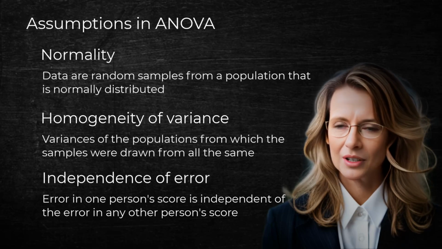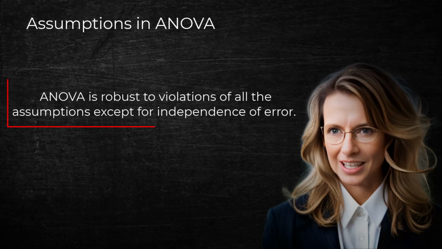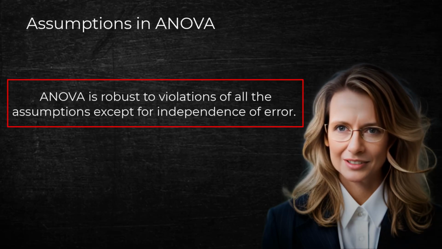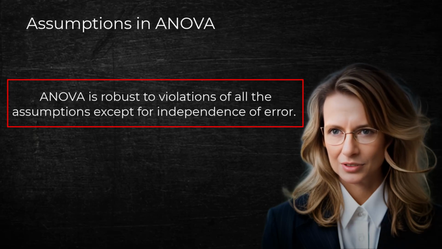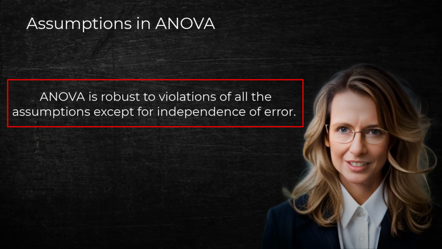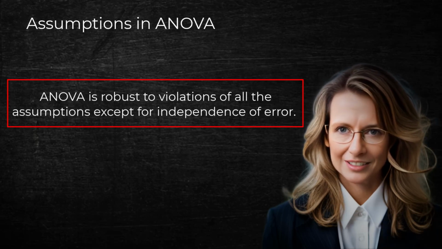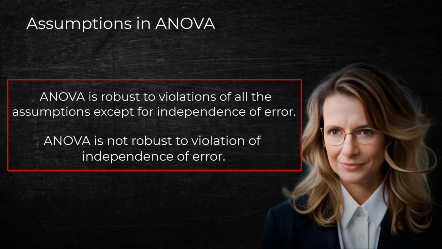There are statistical methods available to check the viability of these assumptions that we will not cover in this video. However, we can say that with one exception, analysis of variance is generally robust to violations to these assumptions, especially when the sample sizes of the groups being analyzed are equal. The exception is the independence of error assumption. If this assumption is violated, the likelihood of drawing an incorrect conclusion from the analysis will increase. ANOVA is not robust to the violation of this assumption.